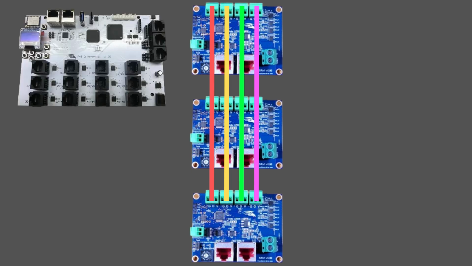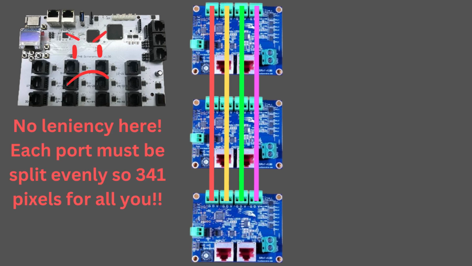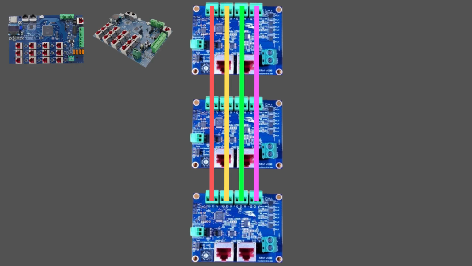Now, if you were to have something like this on a V3 series controller, the controller forces you to split them evenly. So it will set a max of 341 pixels for each individual port. That way it's being split evenly. However, with the V4 and V5 controllers, they did a little reprogramming to them.